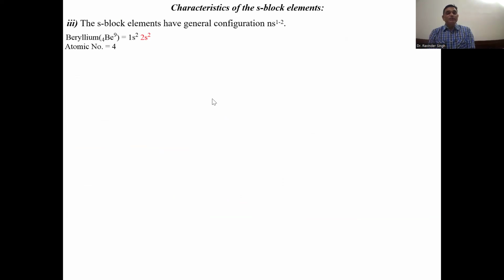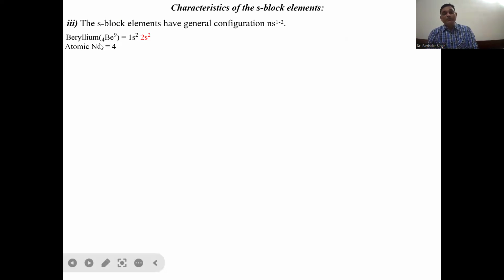In group 2, the first element is beryllium. So the configuration is 1s2, 2s2. You can see here the number of electrons in the valence s subshell is 2. So the general configuration for the s block elements is ns1 for group 1 elements, and 2 for group 2 elements. So the general configuration of the s block elements is ns1-2, 1 electron for group 1 elements and 2 electrons for group 2 elements.